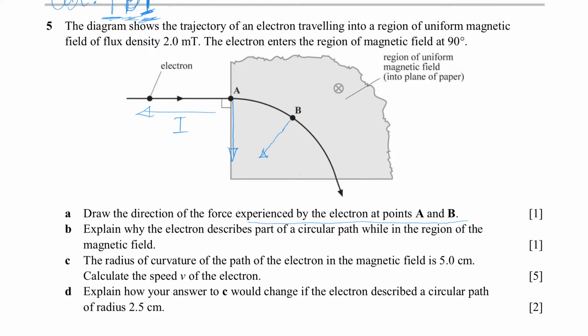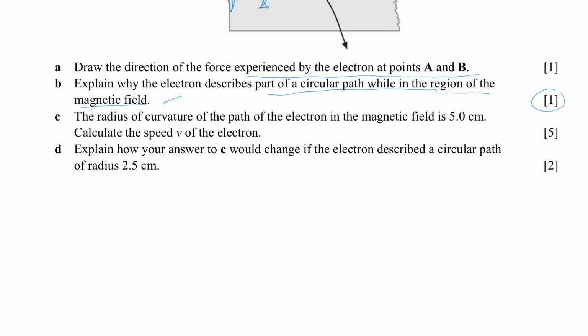This one. Explain why the electron describes part of a circular path while in the region of the magnetic field. So you are going to explain that one. I'm just going to give you the explanation. The force on the electron is at 90 degrees to its velocity. That's why the path taken is a circle. That's the answer. Okay, let's go to C.